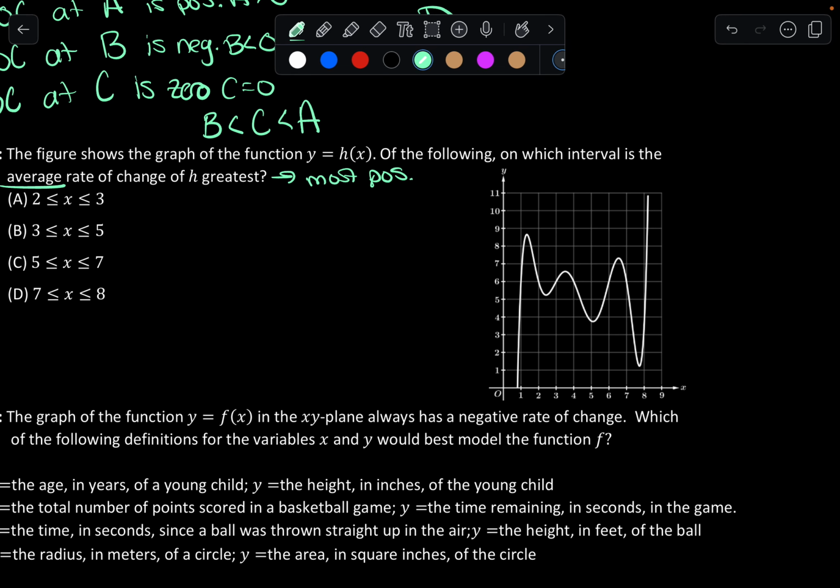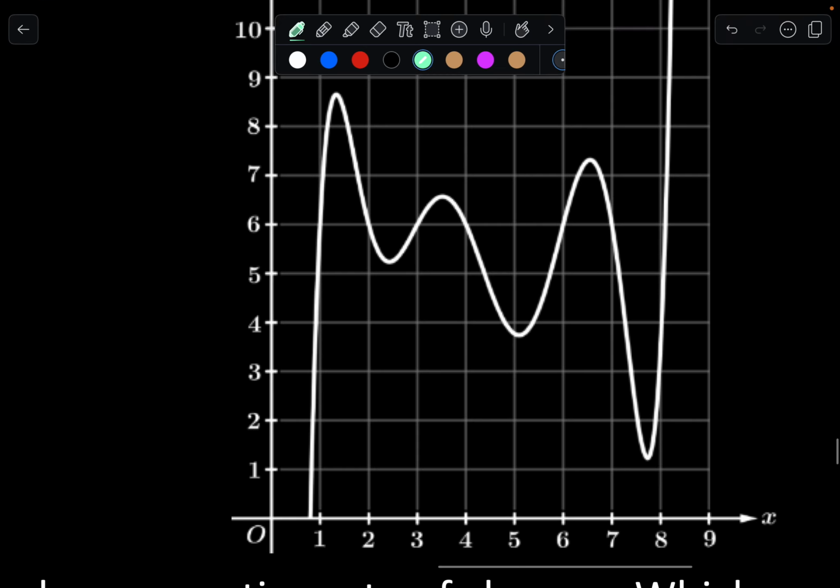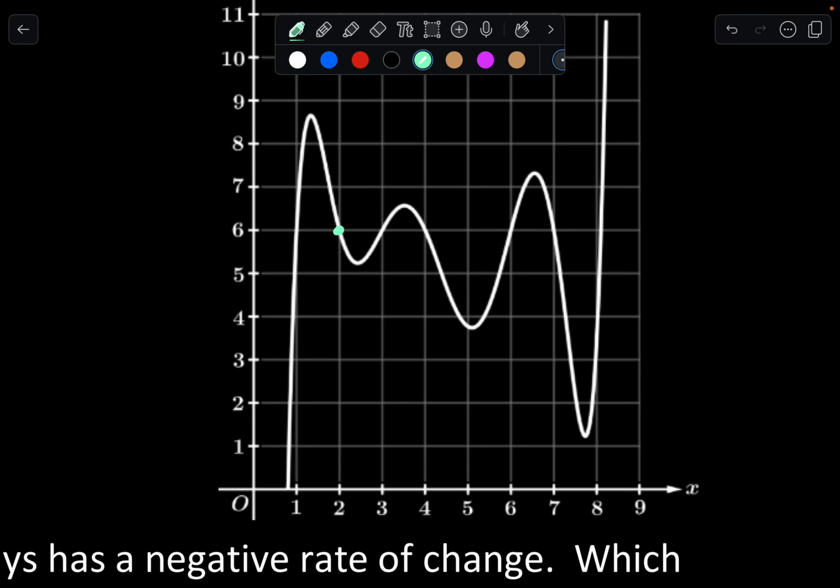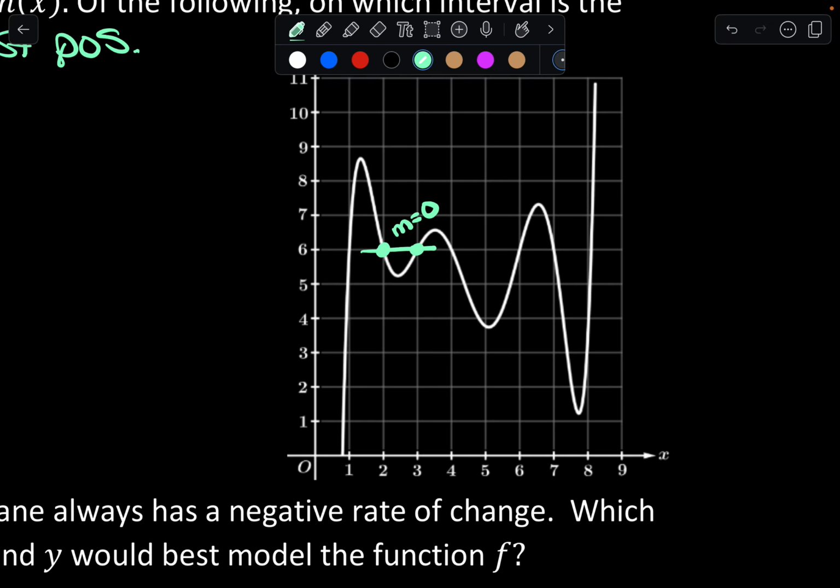So we can use our secant lines here in order to compare the slopes of these secant lines. If we go from 2 to 3, we have 2 here and then 3 here. The average rate of change between these two points is going to be the slope of that secant line, and that's m is equal to 0.